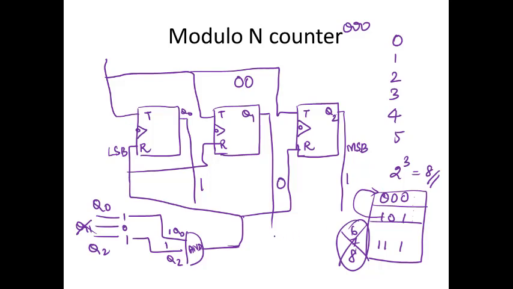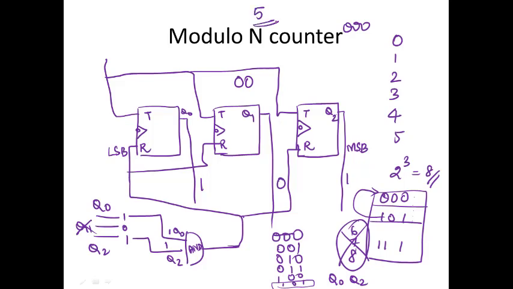So from 0, 0, 0, 0, 0, 1, 0, 1, 0, 0, 1, 1 and 1, 0, 0, 1, 0, 1. See, only for 5 you will be having these 2 bits 1. So Q0 and Q2 has to be fed to your gate. This is your modulo 5 counter.